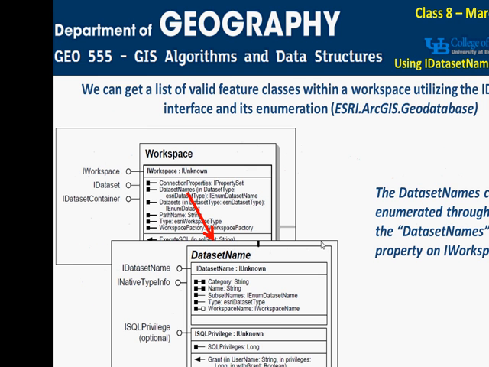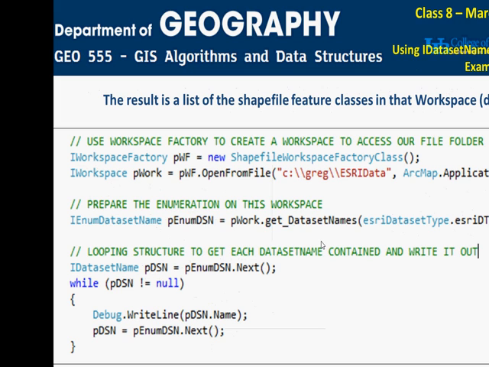So on the workspace, there's a property, get dataset names, which returns one of these enumerations we talked about earlier. The enum dataset name interface lets us go through this workspace and list out all the different layers in it. So we'll do that example.